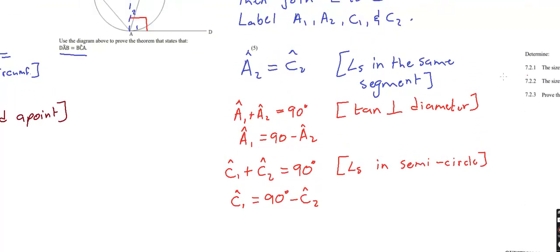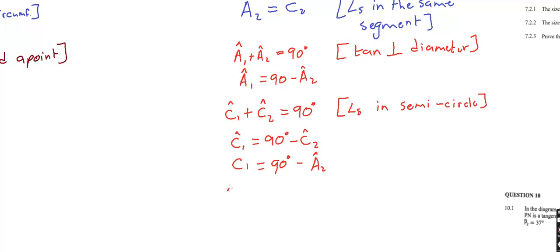But remind yourself, we said A2 and C2 are equal to each other. So we can go ahead and say this is 90 minus A2 instead. Now C1 is 90 minus A2. Also A1 is 90 minus A2. This therefore means that A1 is equal to C1. They are both equal to 90 minus A2.